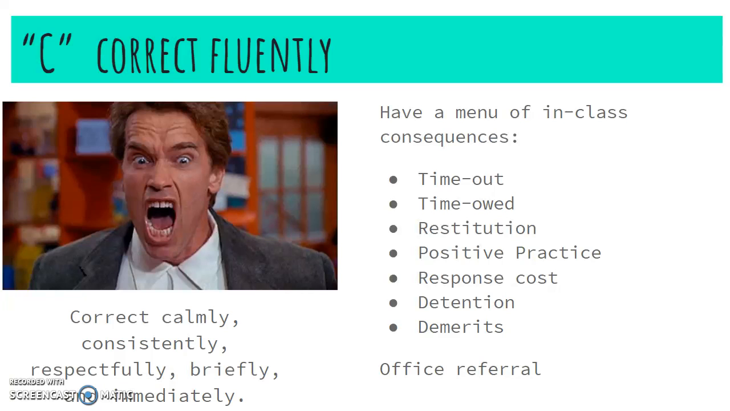C is for correct fluently. So you should correct calmly, consistently, respectfully, briefly, and immediately. Again, we want to have these interactions planned out ahead of time. And a good way to do this is to have an in-class consequence menu. Some of the things you could have on the menu are time out, time owed, restitution, positive practice, response cost, detention, demerits, and finally the out-of-class consequence of office referral.